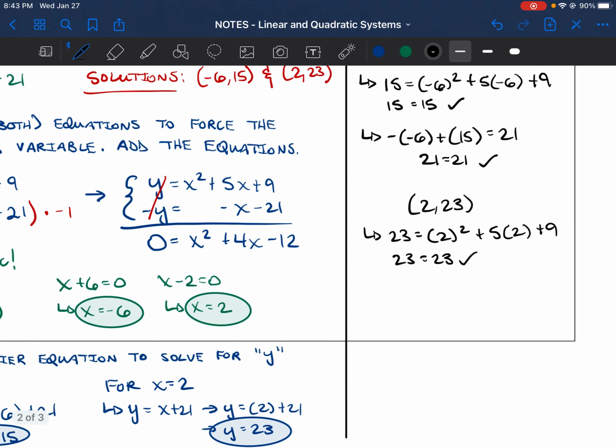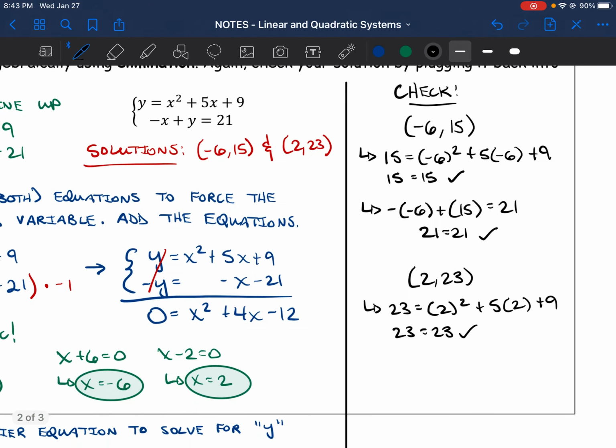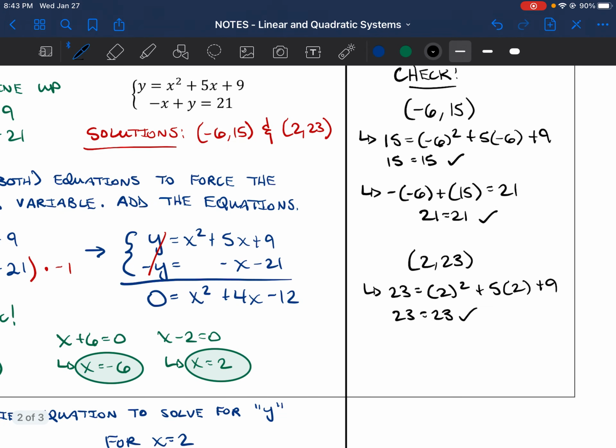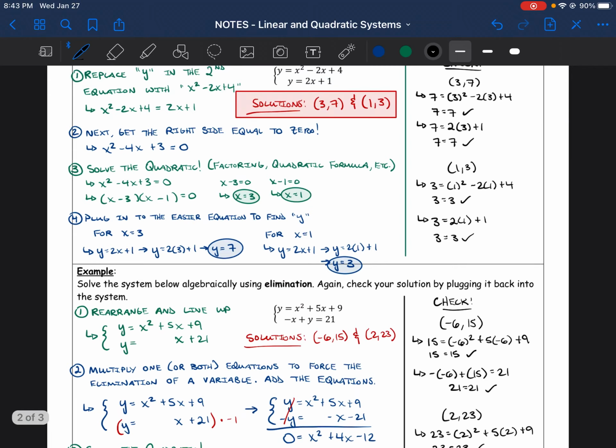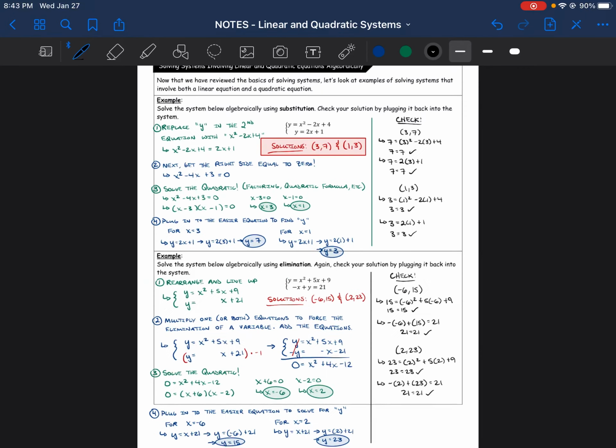That checks out. And then lastly, let's plug into the linear equation, the second equation, negative x plus y equals 21. So that's negative 2 for x plus 23 for y equals 21. Well, negative 2 plus 23 is 21. 21 equals 21, and it's an easy check. Okay, so those are quick and easy ways to check if your solution is correct or not.